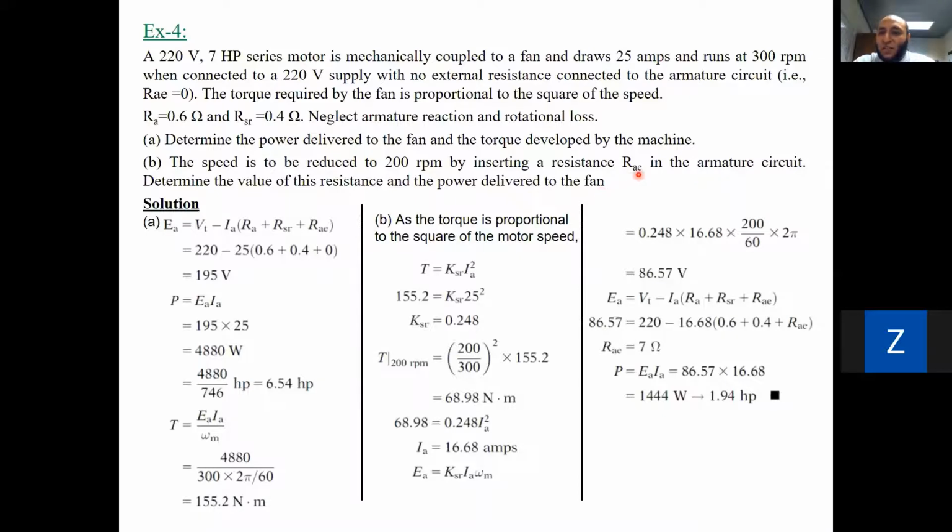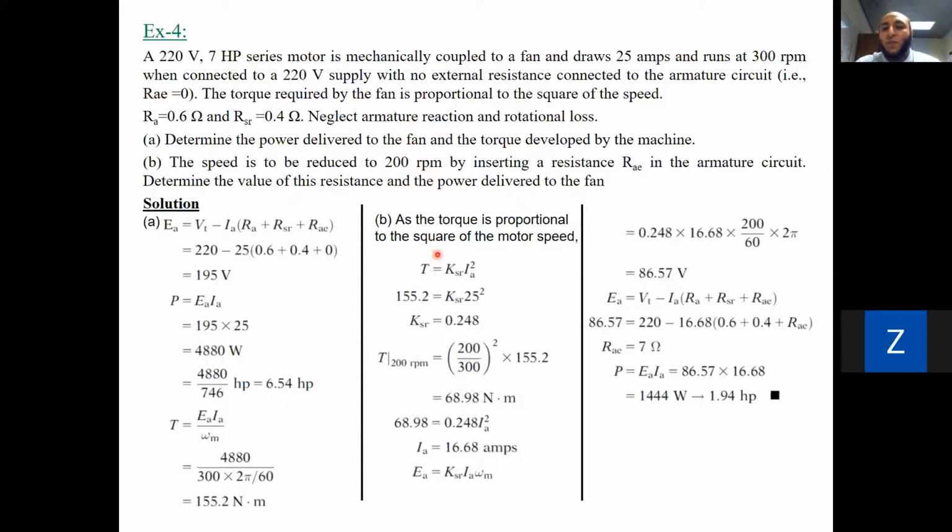So we add the resistance in order to decrease the speed to 200 RPM. This is a method for speed control of a series motor. When we add resistance, we can decrease the speed, as happened here. What is required here? What is the value of the added resistance to keep the speed at 200 RPM?